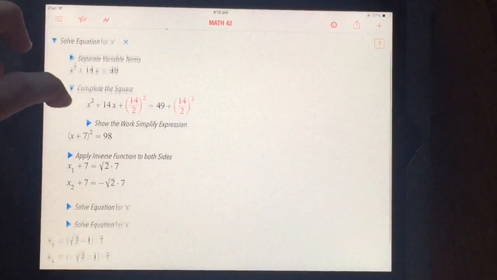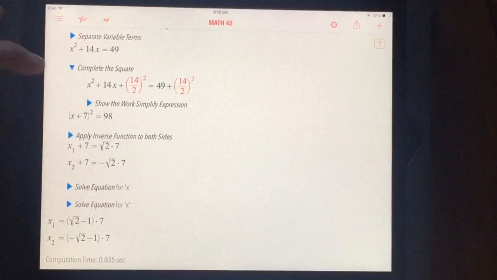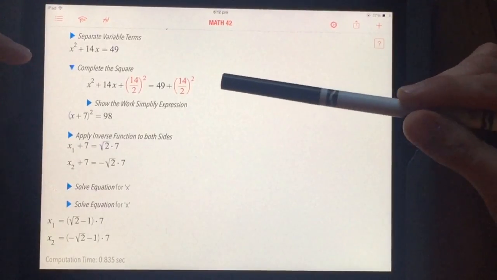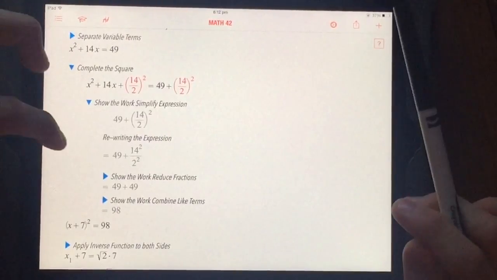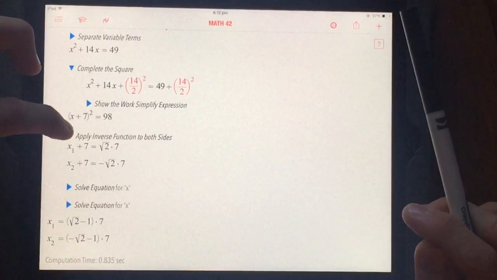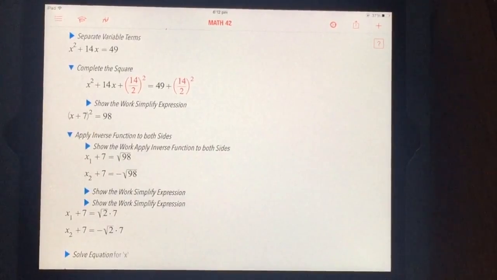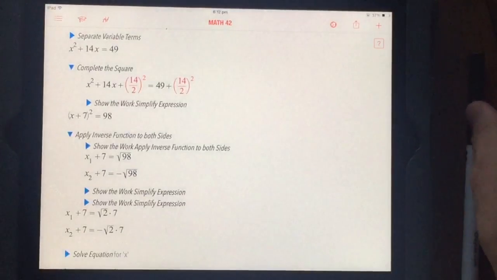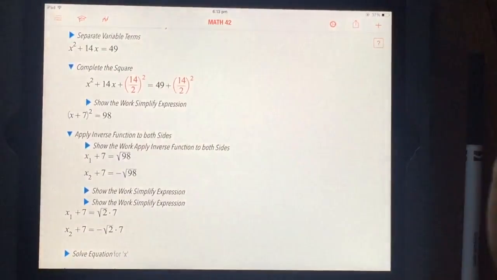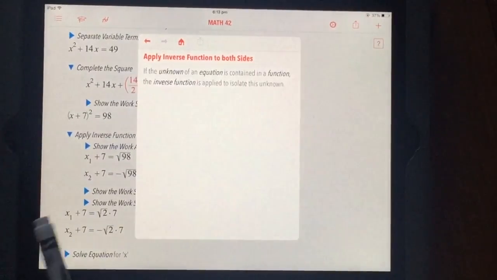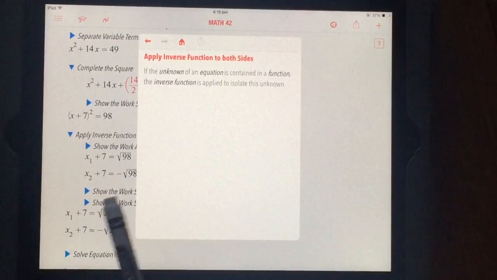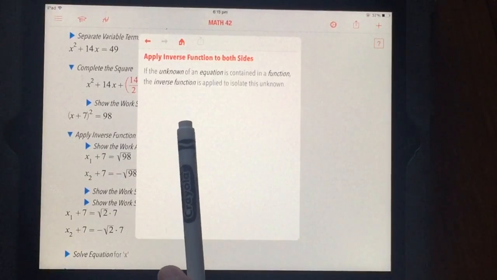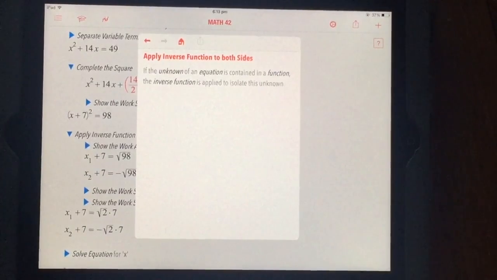So after we've done that, we solve for x. And how can we solve for x here? We need to take, well, let's open it up. Apply the inverse operation. Something that's really cool here is if we can't remember what an inverse operation is, we actually can select it and say, oh, if the unknown of an equation is contained in a function, the inverse function is applied to isolate the unknown.